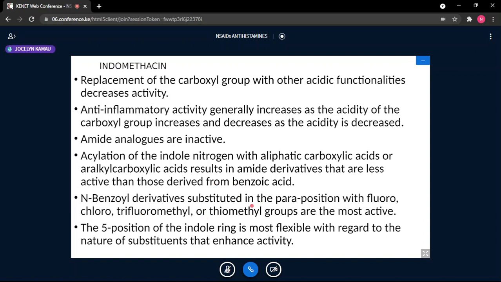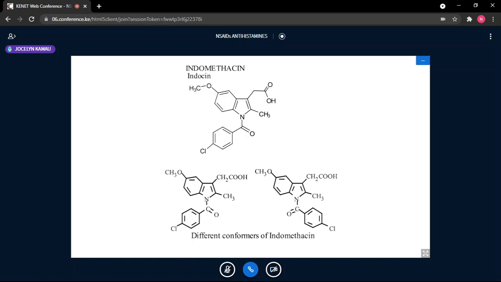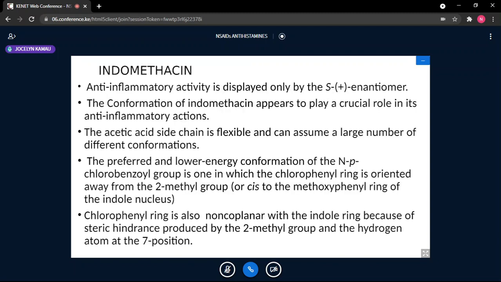Then the N-benzoyl derivative substituent. Again, if you look at our drug, we're only explaining why the substitution of indomethacin is the best. So again, this substituent must be at the para position. You change that substitution from the para position, again, you will destroy activity. This group can either be a fluoro group or it can be a chloro group, or even a trifluoromethyl group with retention of activity.